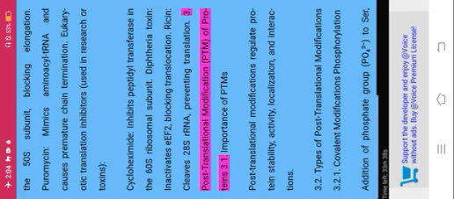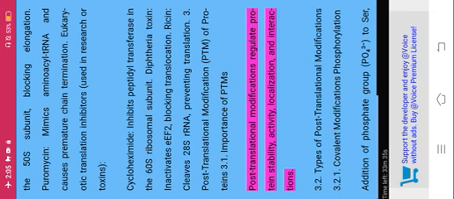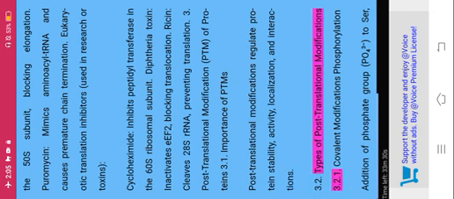3. Post-translational modification (PTM) of proteins. 3.1. Importance of PTMs. Post-translational modifications regulate protein stability, activity, localization, and interactions. 3.2. Types of post-translational modifications.